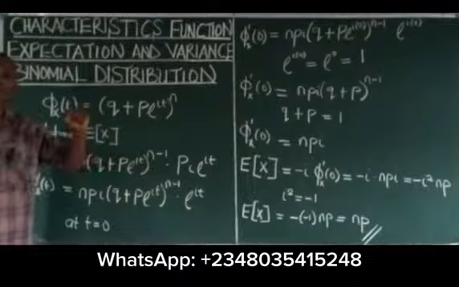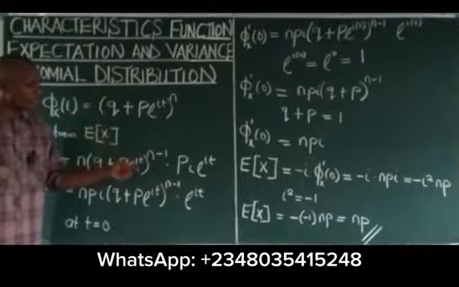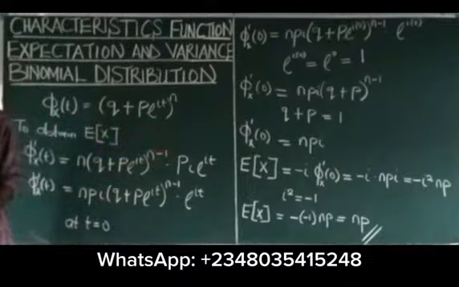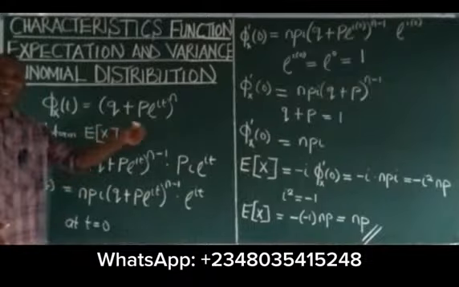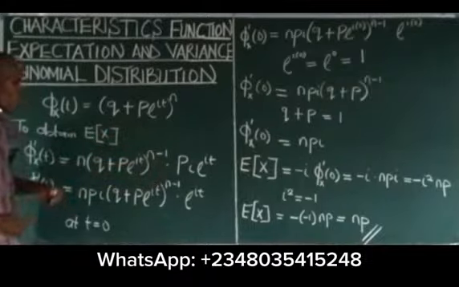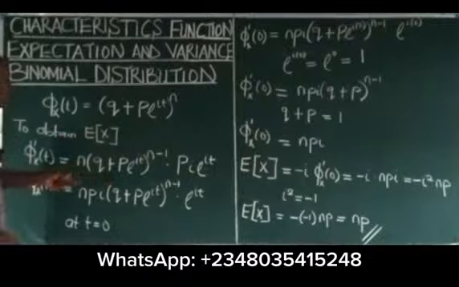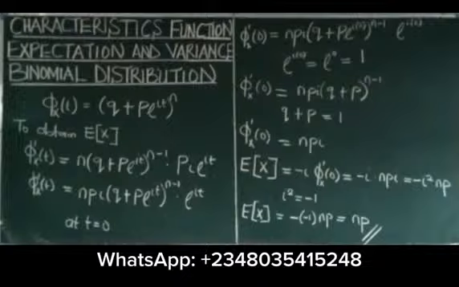The next thing to do is to find the expected value of X squared. The expected value of X squared will now enable us to obtain the variance. So we move over to this other side. We should recall that when we differentiated this, we got this.